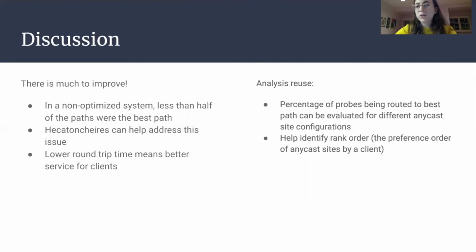Being able to identify which sites receive more traffic, and therefore may be at the top of these lists, can help with load balancing and also the selection of optimal sites. So Hecatoncheires can use this information as an input in order to decide which Anycast instances should be advertised. And this can minimize latencies and encourage the optimal instance to be at the top of the rank order list for a client.